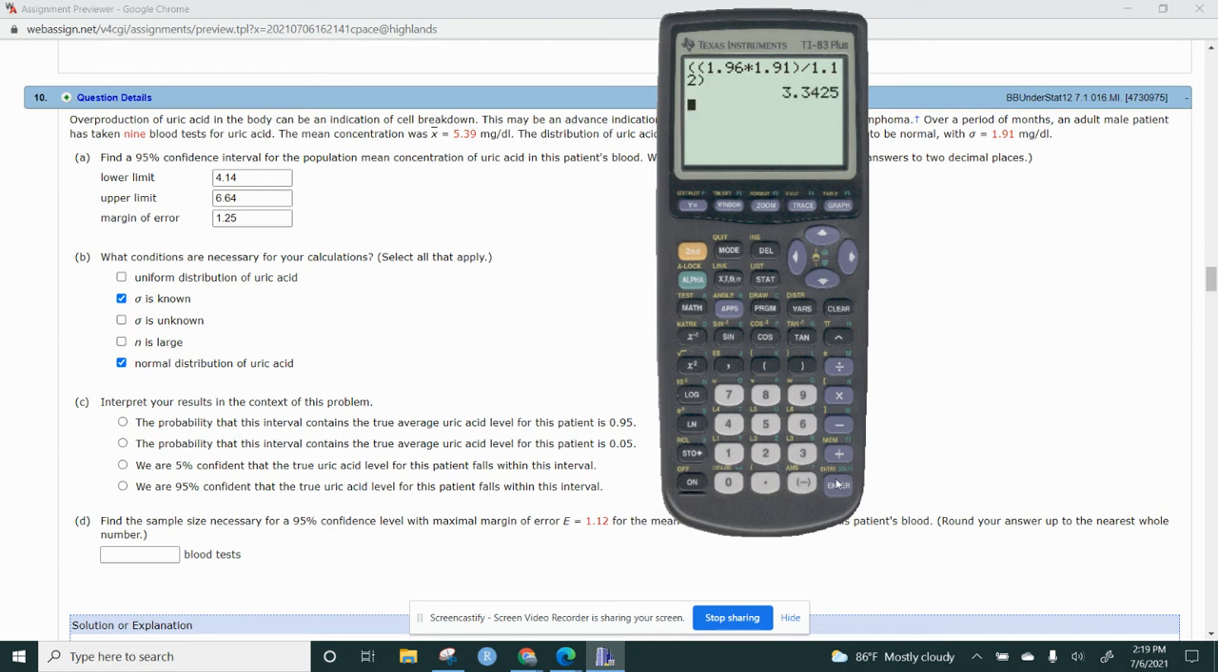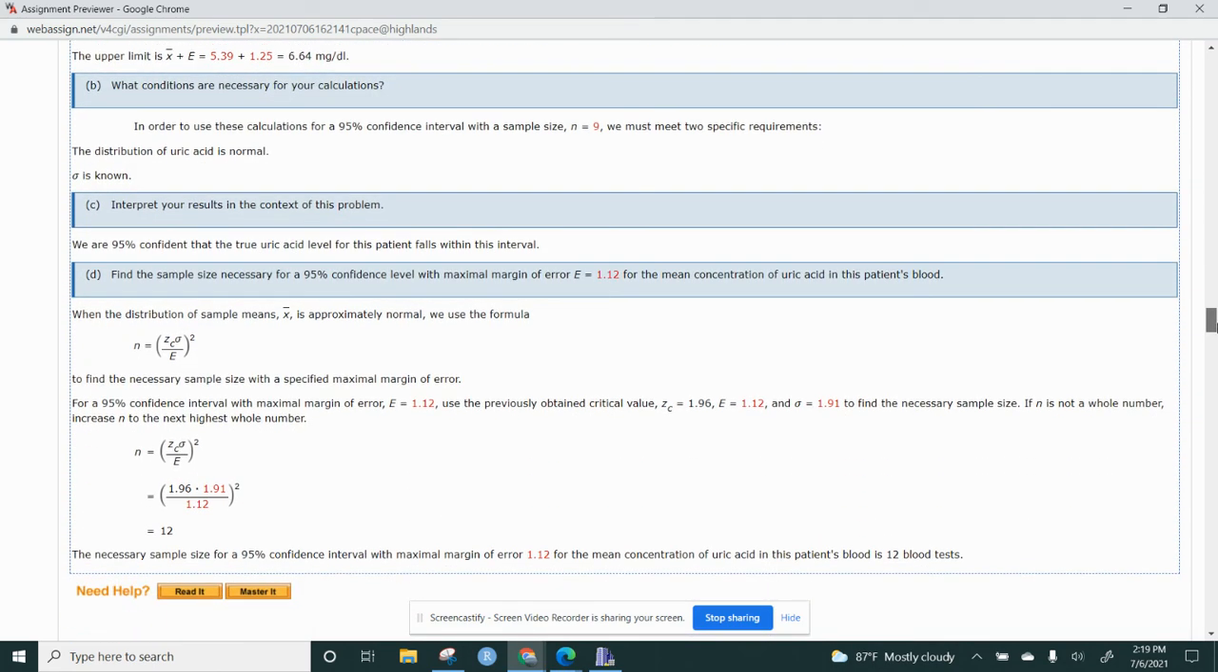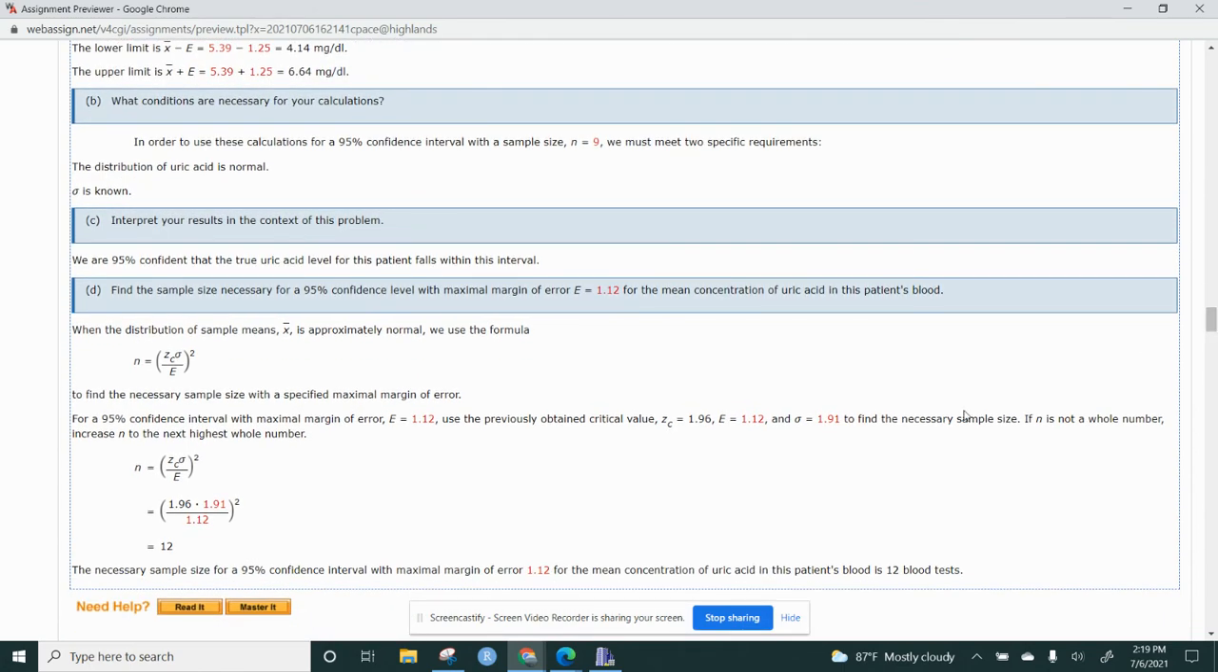I use a lot of parentheses to make my life easier and make the calculator work better. So I've got 3.342, but remember the last step is I've got to square it. So I get 11.172. Anytime you have a decimal, you've got to round up because I can't have 11.17. Well, I can, but it doesn't make sense for a sample size. I need a whole number. So I'm going to put this as 12. And if you get confused, remember when you're doing these problems, it shows you step by step what I did. Hope this helps.